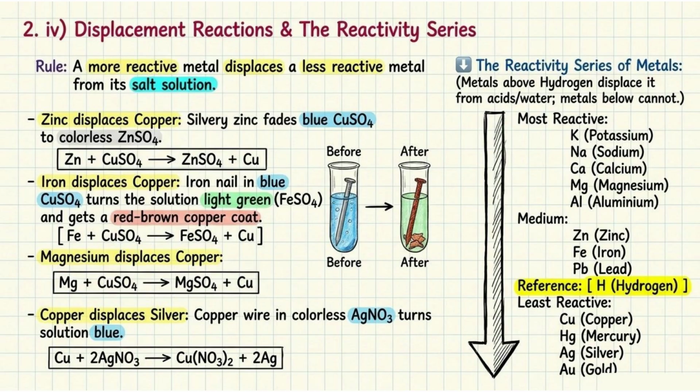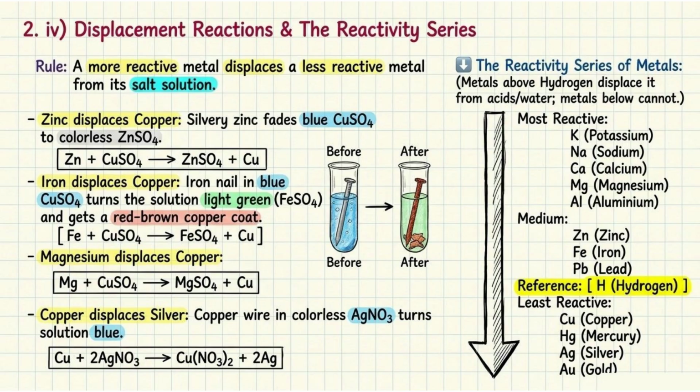But what if copper wants to be the bully? Copper can't displace zinc or iron, they're too strong. But it can displace silver. Right. If you put a copper wire into a colorless silver nitrate solution, AgNO3, the solution turns blue as copper nitrate forms, and literal silver crystals grow on the wire. Cu plus 2AgNO3 yields Cu(NO3)2 plus 2Ag.